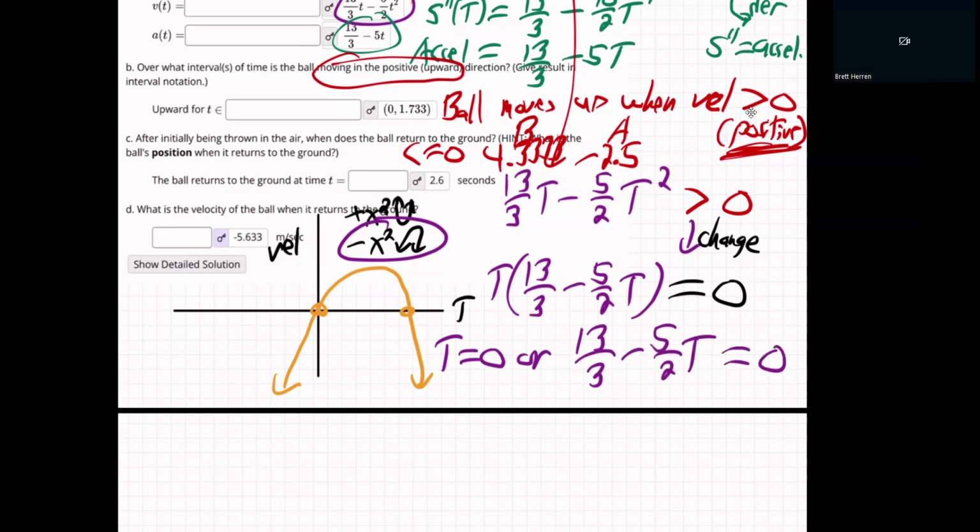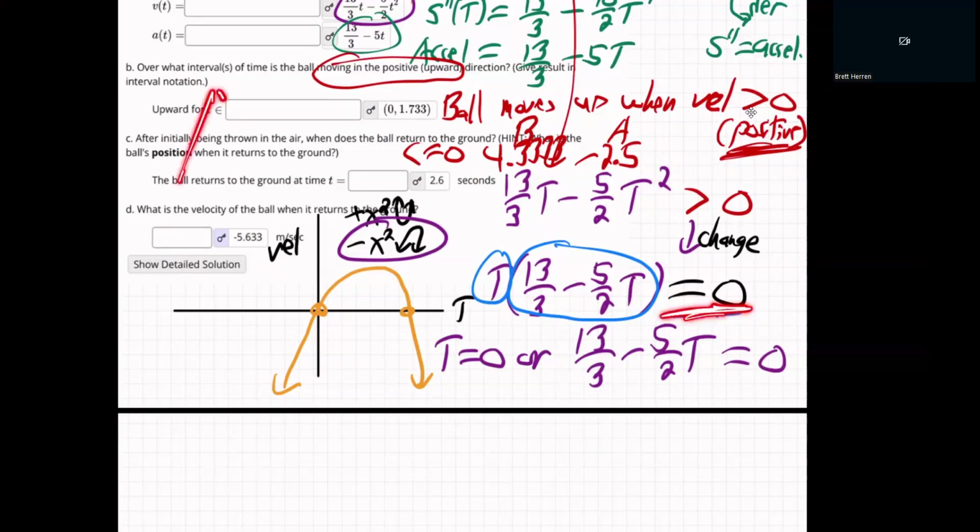How, why? Why can I put two zeros when there was only one? Well, because logically, see what it's saying? It's saying t all by itself times that big expression, 13 thirds minus 5 halves t, those multiplied equal zero. Well, remember what it means logically? If two things are multiplying and it's equaling zero, that means either one could be zero to make that true, right? Is that sinking in? You really got to get that.